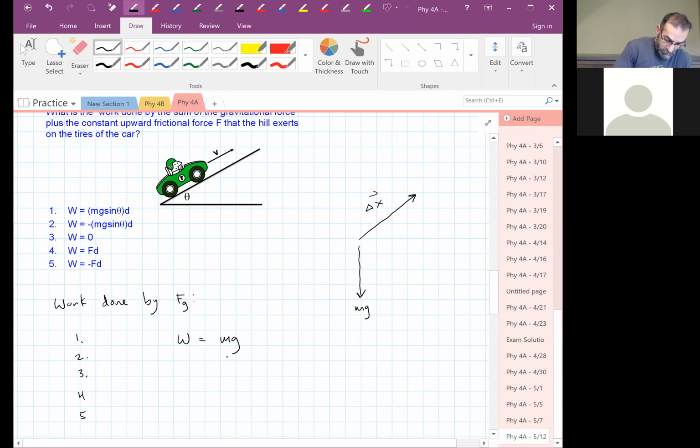is mg times the distance times the cosine of the angle you get when you put their tails together. I'm going to call this a different angle because they used the cosine of the angle you get when you put their tails together. That's this angle right here. And what is that angle? It's 90. Let's look at our drawing here. It's 90 plus theta. And the cosine of 90 plus theta is sine theta, I believe.